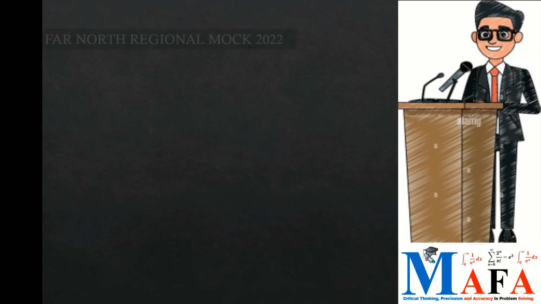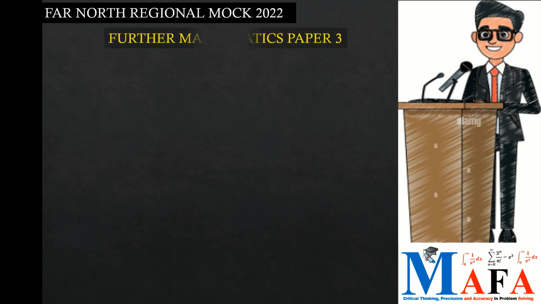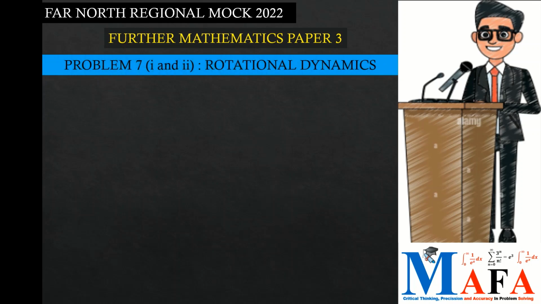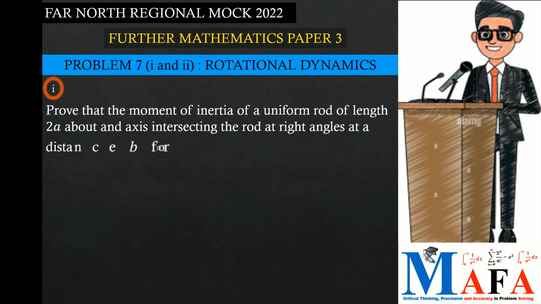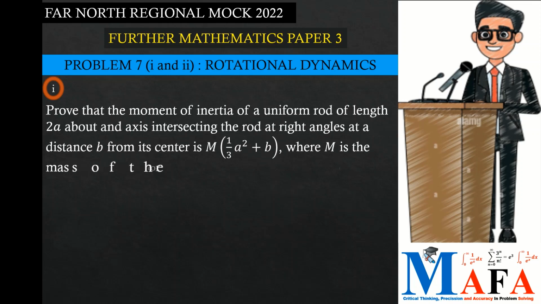Everyone, in this video we are going to be looking at the Far North Regional Mock for Maths Paper 3, problem number 7, which came from the topic Rotational Dynamics. The first part of the question asks us to prove that the moment of inertia of a uniform rod of length 2a about an axis intersecting the rod at right angles at a distance b from its center is m times (1/3 a squared plus b squared), where m is the mass of the rod, and it is allocated 4 marks.